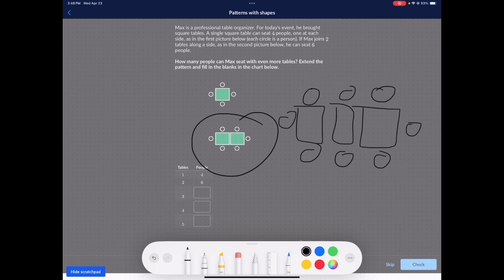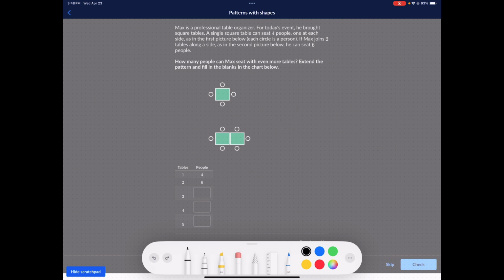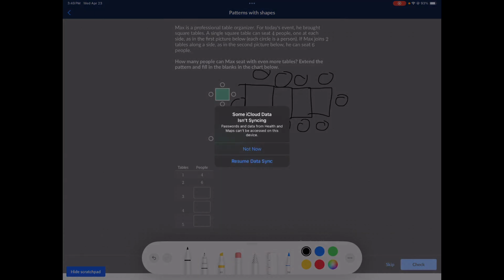So what am I getting here? It looks like we have 6. If we add another square, it looks like we jump up by 2, because we have 8 here. What if we were to add another square? So we would have 4 squares now. So let's count it up. 1, 2, 3, 4, 5, 6, 7, 8, 9, 10. So yeah, I think that's our pattern.